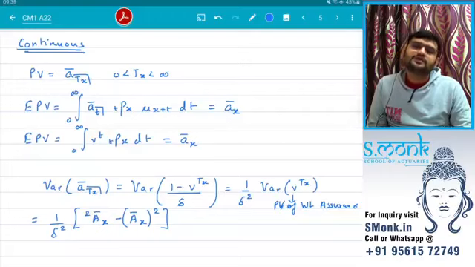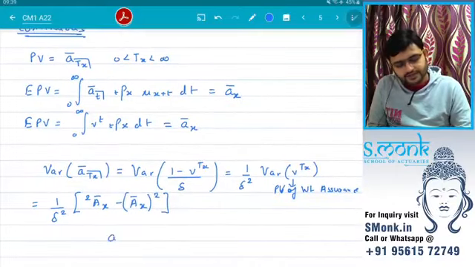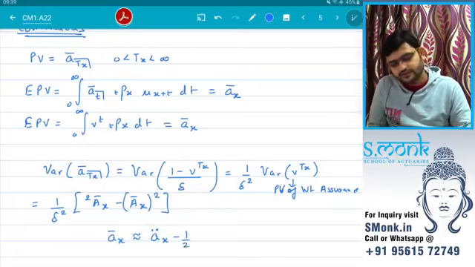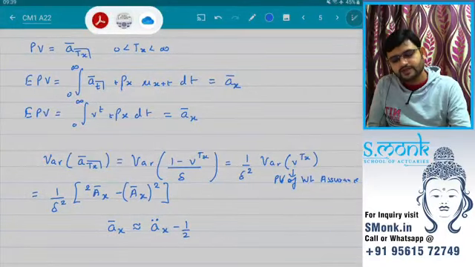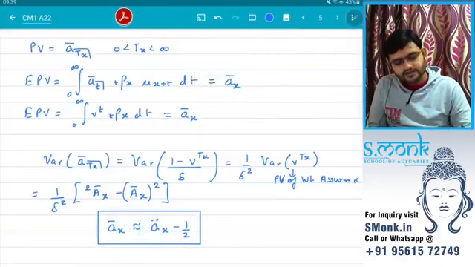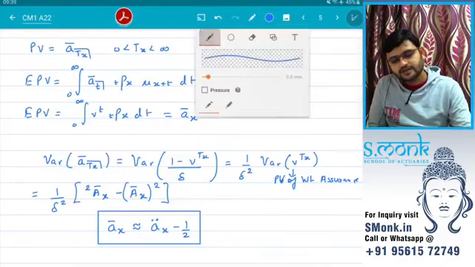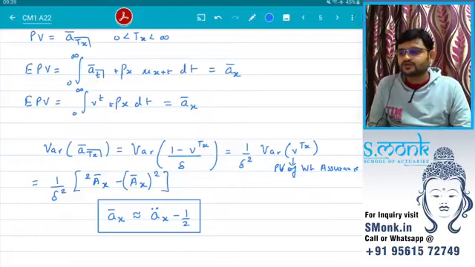Then we assume that the payments are going to be in the middle of the year, and we have an approximate relationship. A bar x is approximately equal to A due x minus half. This is an approximate relationship. How we get it is not important. You can just imagine that we have assumed that the payments are in the middle of the year and done some approximation to find this value.